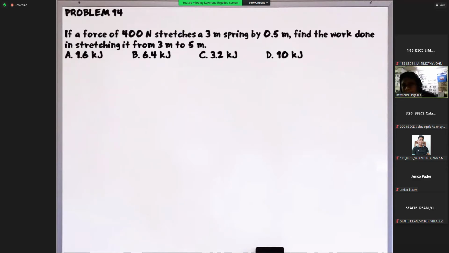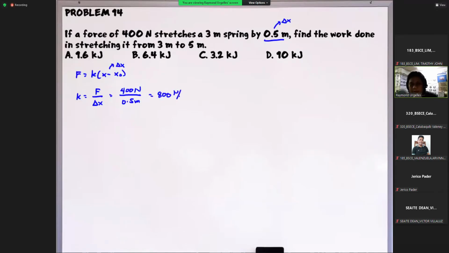If a force of 400 newtons stretches a spring by 0.5 meter. So remember, that is delta x. So our equation for the force is given by k multiplied by x minus x sub 0. Again, this is delta x itself. Which means our spring constant is just equal to the force we exerted for the elongation delta x. So this is 400 Newton divided by 0.5 meters. Okay? So you will get that this is 800 Newton per meter.